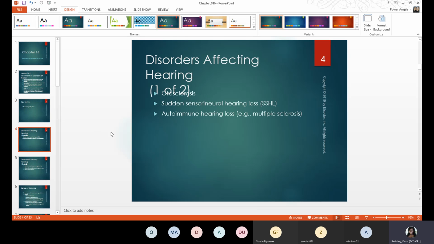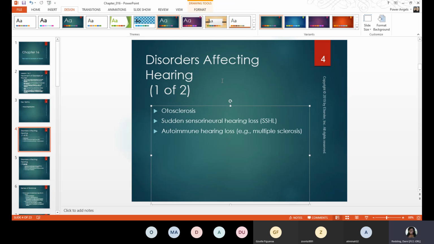So now that we've gone over a few of the terms in regards to the ear, we're next going to learn about some disorders that affect the hearing. One of the disorders that affects the hearing is otosclerosis. And so this happens by a sudden sensorineural hearing loss, which is abbreviated as SSHL. There's also an autoimmune hearing loss, which would come from possibly multiple sclerosis.